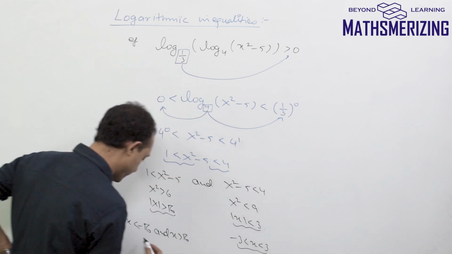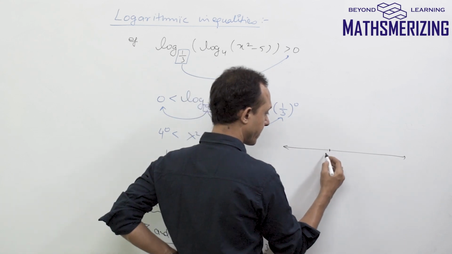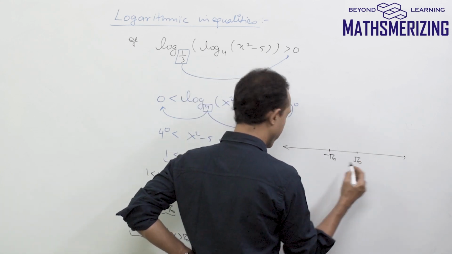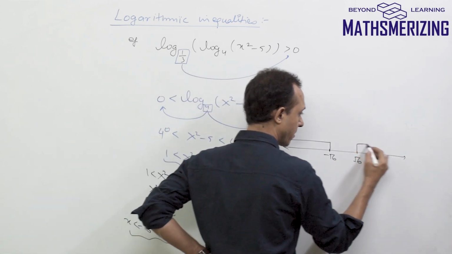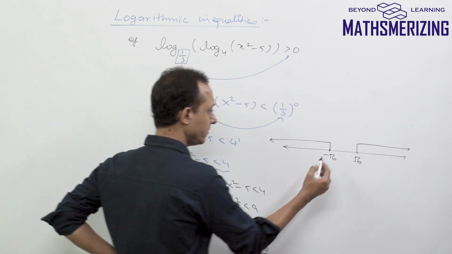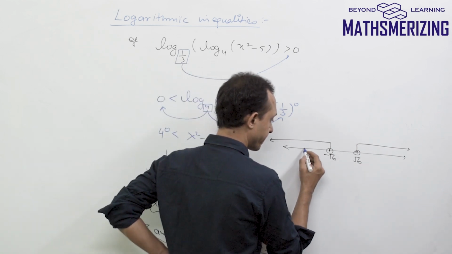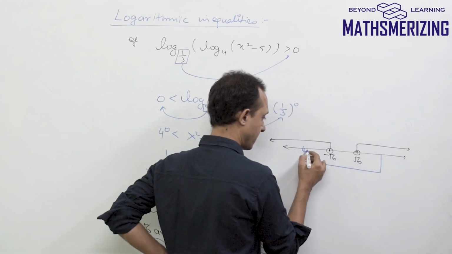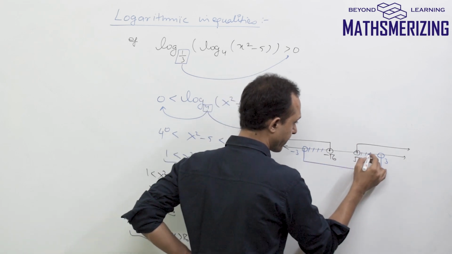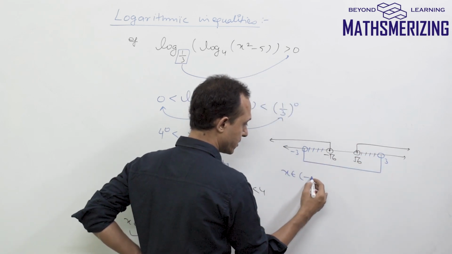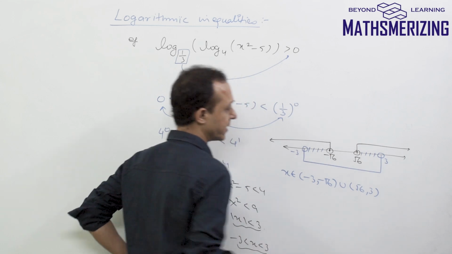So now I'll take the intersection of these two conditions. I'll write this as minus under root 6, plus under root 6. So either x is less than minus root 6 or greater than plus root 6, or the value of x lies between minus 3 and plus 3. Now the interval which is common is x belongs to, from minus 3 to minus under root 6 union under root 6 to 3.